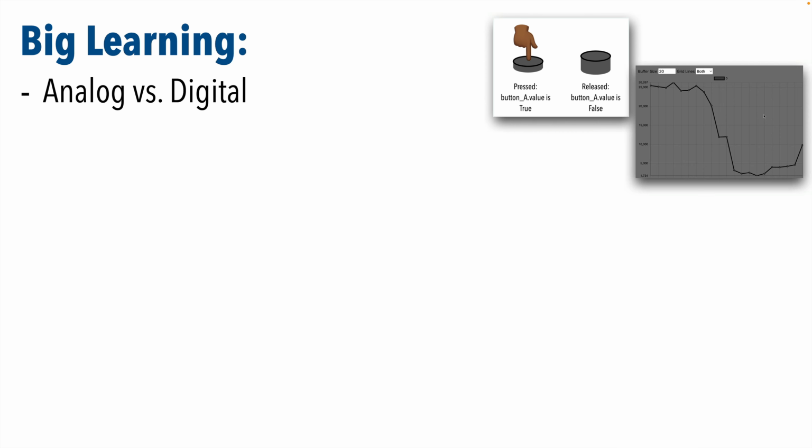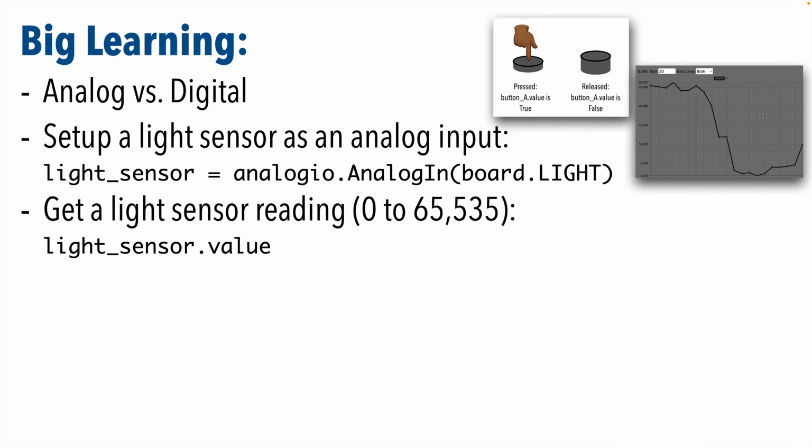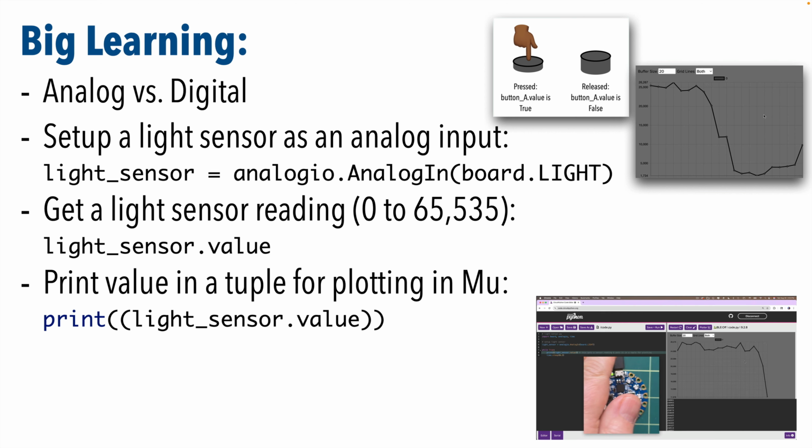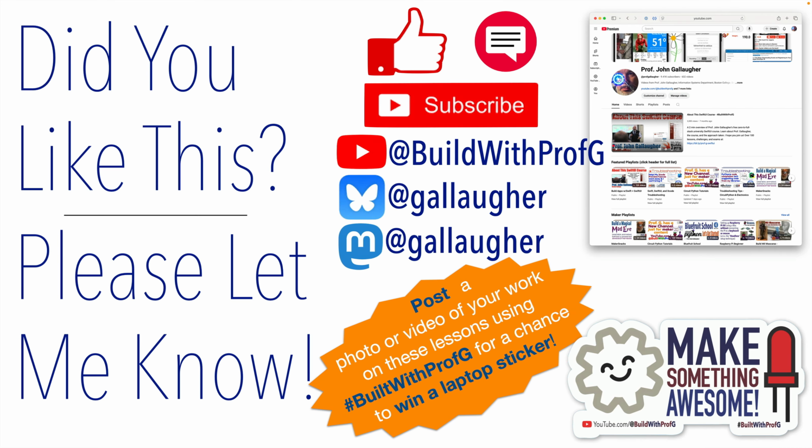So once again, we had more big learning. We learned about analog versus digital. We set up our first analog input device, the light sensor. We got the light sensor reading a value from 0 to 65,535, and we printed the value in a tuple for plotting in Mu. Hopefully you can put what you just learned about the light sensor to work as you make something awesome.